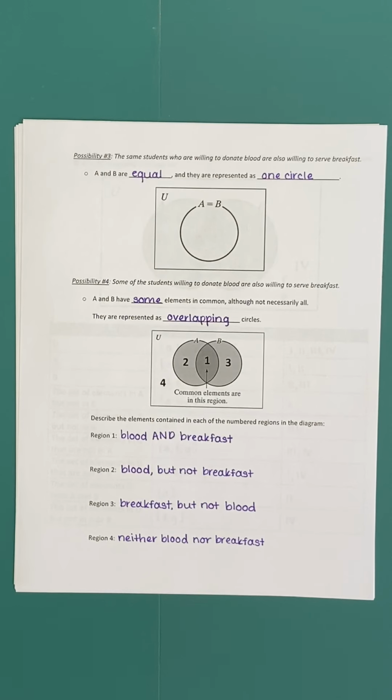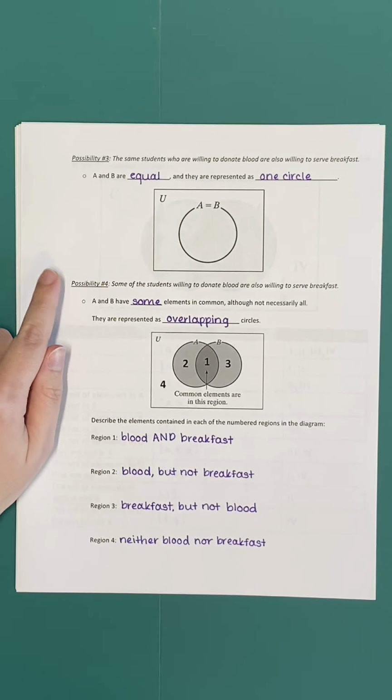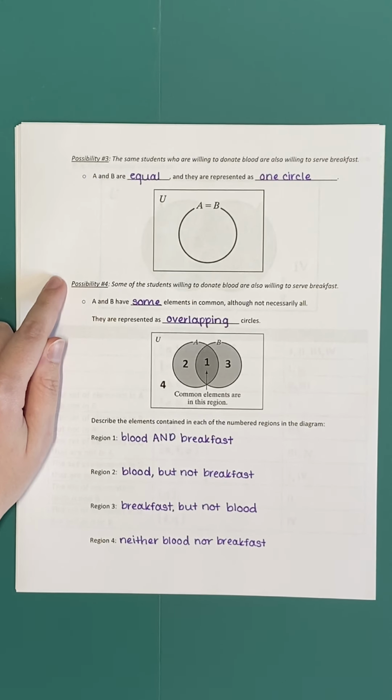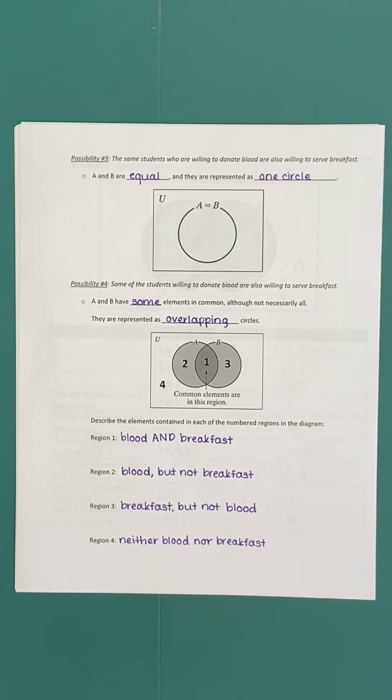The most likely possibility is going to correspond to the Venn diagram that you're probably used to seeing. So our last possibility is that some of the students who are willing to donate blood are also willing to serve breakfast. Some, but not all of them. So what that means is that there are 4 situations that could occur. We have some students who will donate blood and who will also serve breakfast. So there is a category of students who are willing to do that.